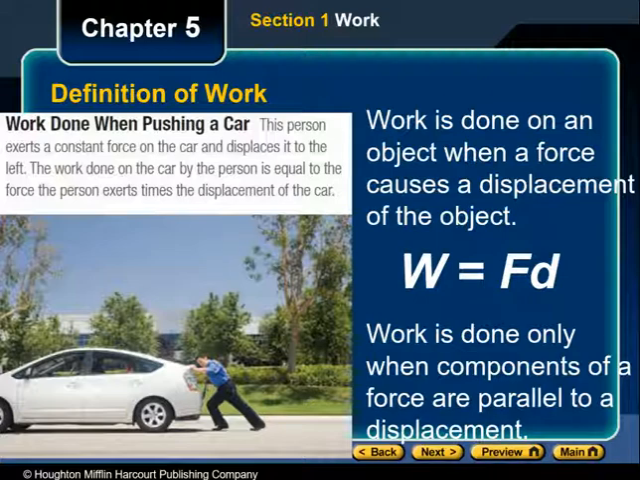Work is done only when components of a force are parallel to a displacement. When the force on an object and the object's displacement are in different directions, only the component of the force that is parallel to the object's displacement does work. Components of the force perpendicular to a displacement do not do work.